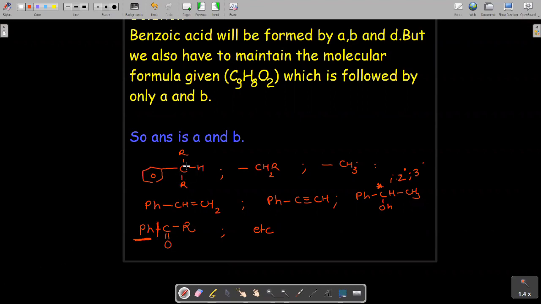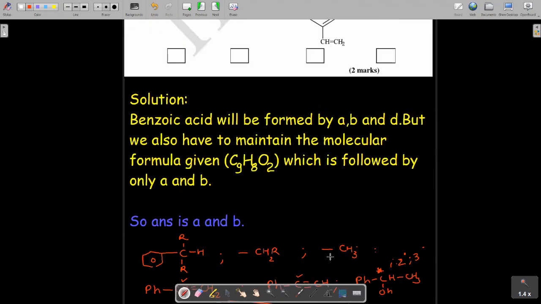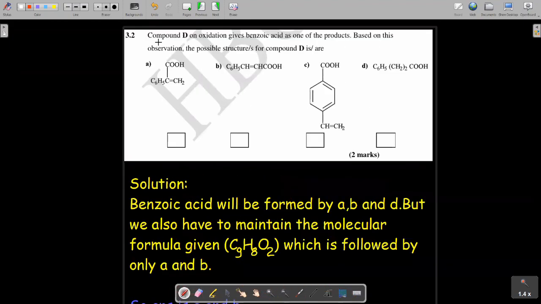Only when it is sp3 hybridized alkyl, then it should have H attached to it. If it is sp2 or sp, then you don't need H. For example, in case of sp2, even if you have this, first it will form ketone, and after ketone it will go to benzoic acid. So maintaining this, let us read the question again.